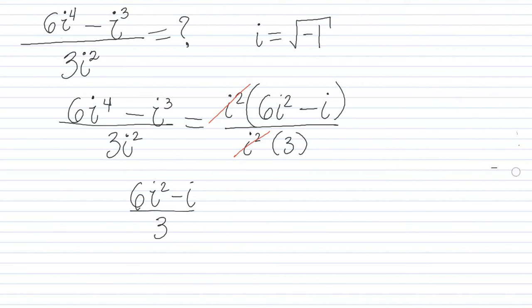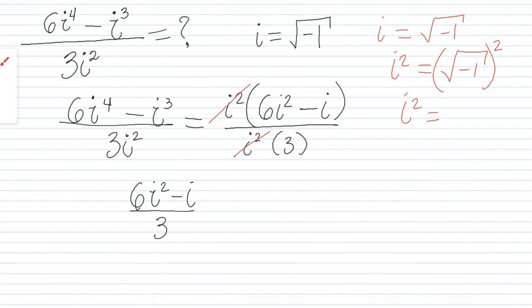So now that we're done with this part, you may be thinking, well, we're done. Actually, we're not done because we have i squared and we can simplify i squared further. The way to simplify i squared is to first solve for i squared. We know i equals the square root of -1. Hence, i squared has to be the square root of -1, all squared. And the square and the square root combined cancel out, leaving just the value inside the square root. So therefore, i squared equals -1.